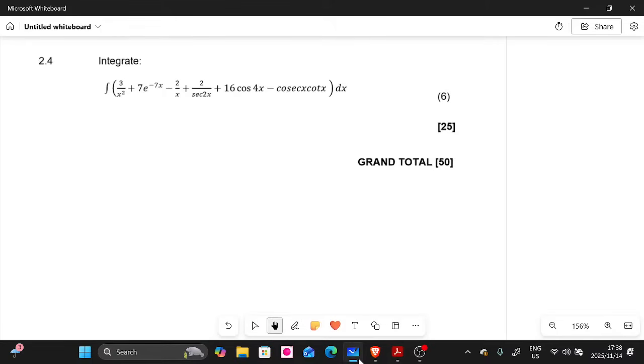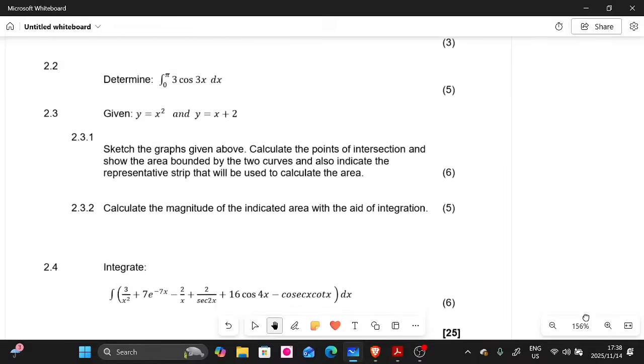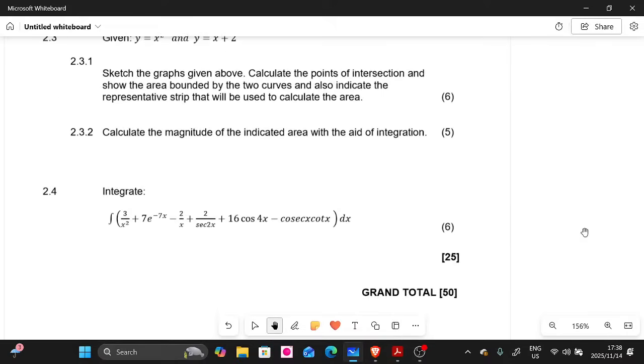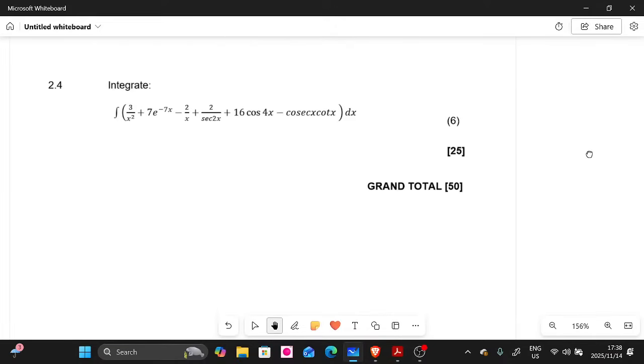All right, we are done with 2.3, guys. Let me just check how many marks it was. Oof, yeah, it was 11 marks. Question 2.3.1 was 6, and 2.3.2 was 5. So if you come across this question, just take all the marks, guys.